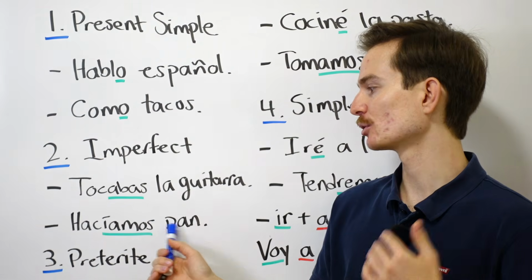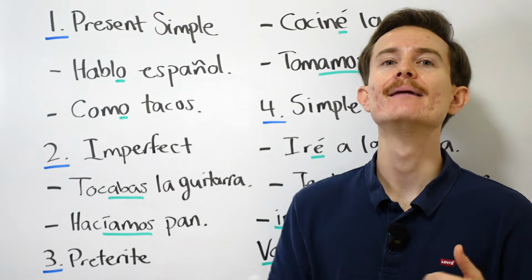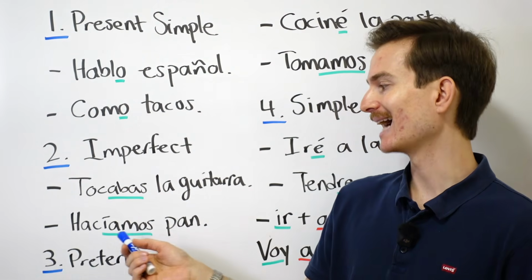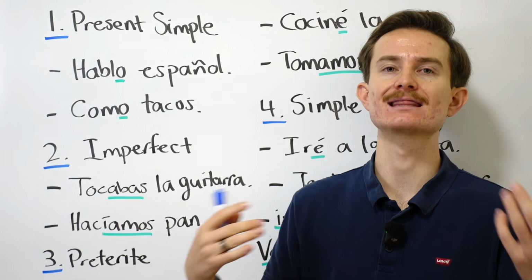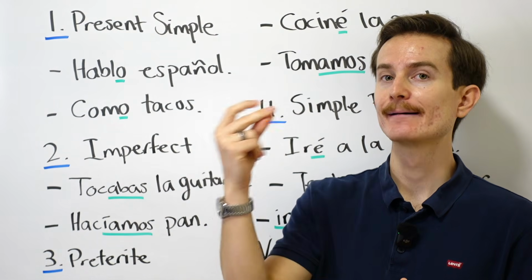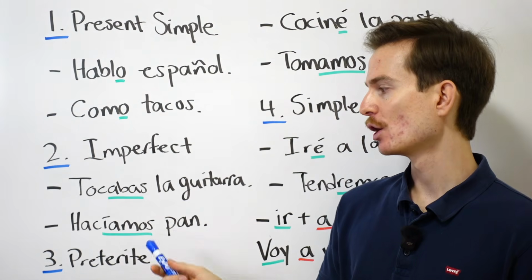So, hacíamos pan todos los sábados. For example, we used to make bread every Saturday, or we would make bread every Saturday. Or, hacíamos pan cuando entró mi papá. For example, we were making bread when my dad came in the room, okay? It's very common to have the imperfect play with the preterite.